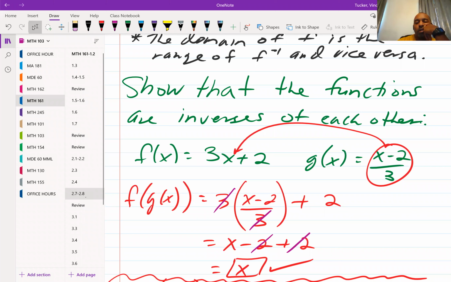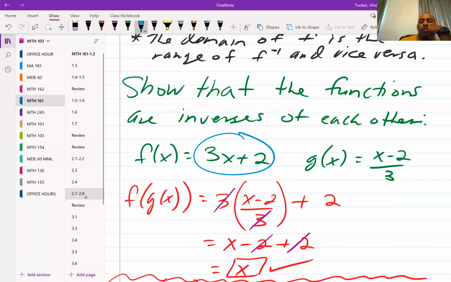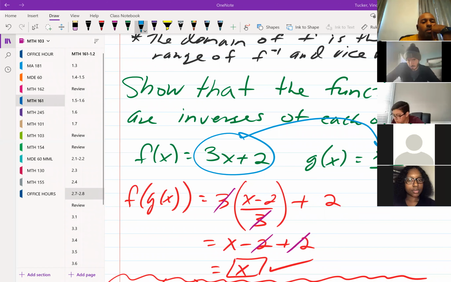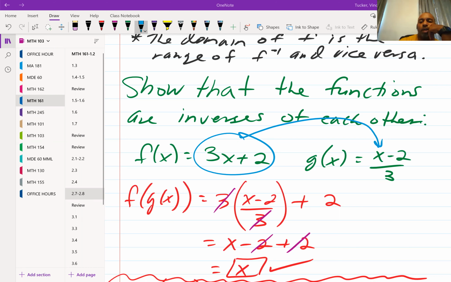All right. Everybody okay with that first one? Now you have to take F and plug it into G. Okay, I heard somebody unmute. Are we good? Okay. So now we're going to take F and plug it into G.